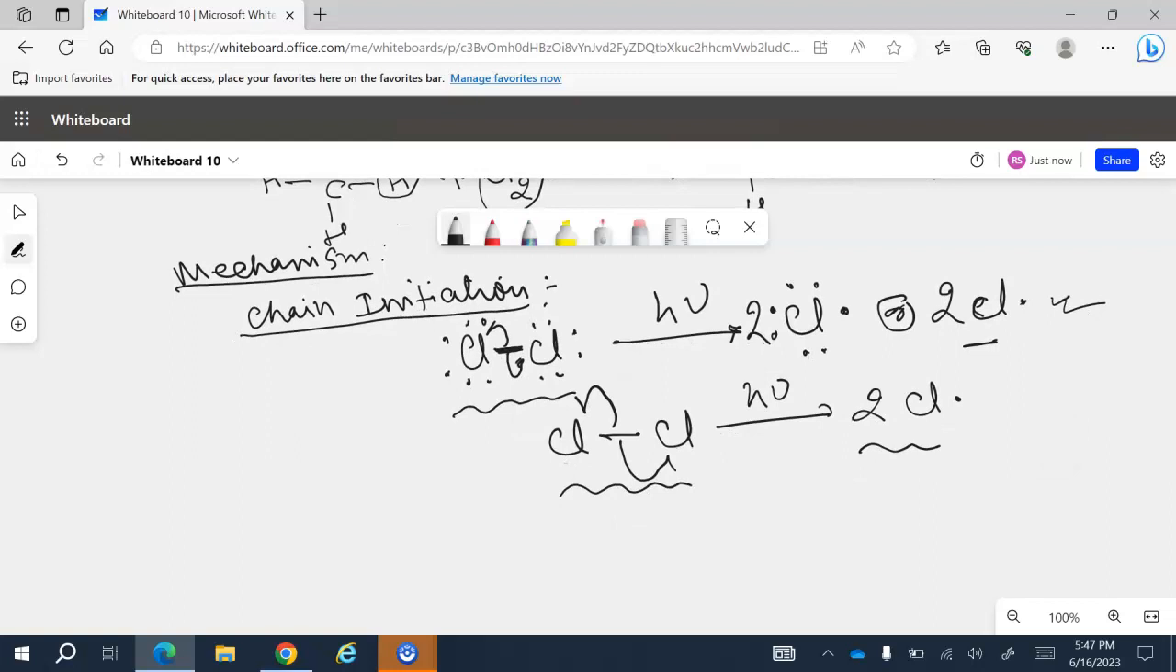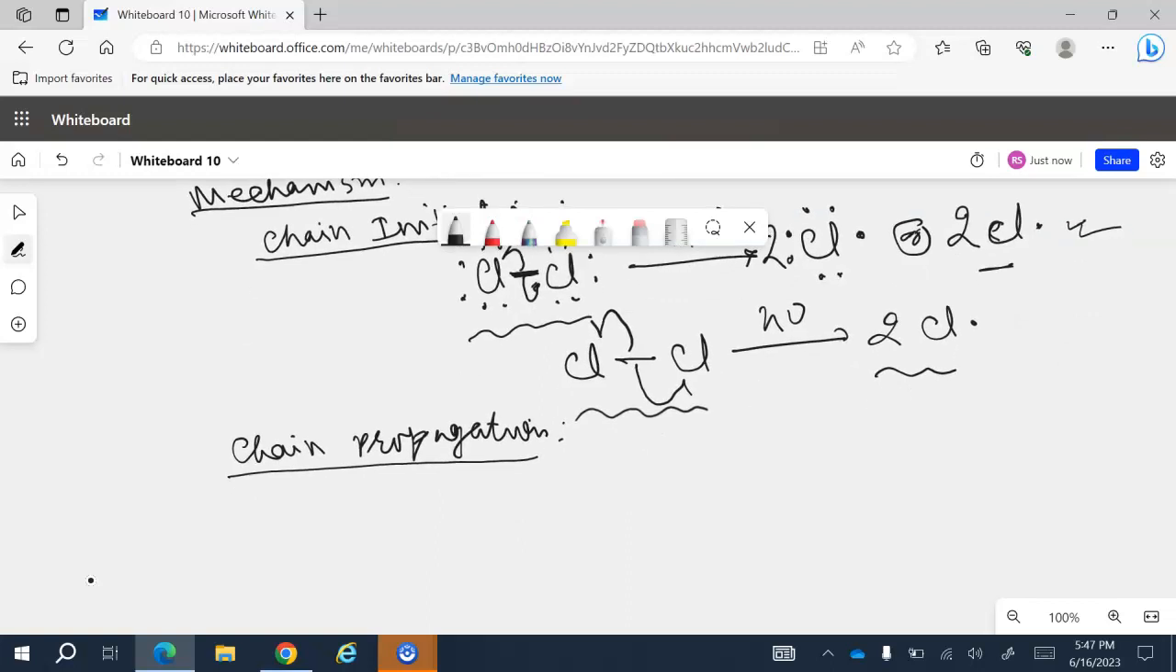Now, once this chain is initiated, the second step is the chain propagation step. This is the most important step, propagation, that makes the chain reaction continue. In the chain propagation step, our substrate, the alkane, which is methane in this particular example, reacts with the chlorine radical generated in the chain initiation step.